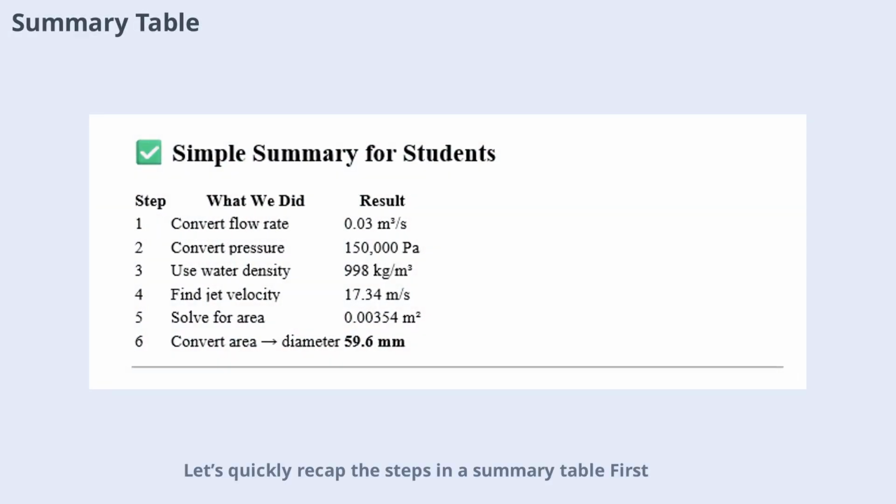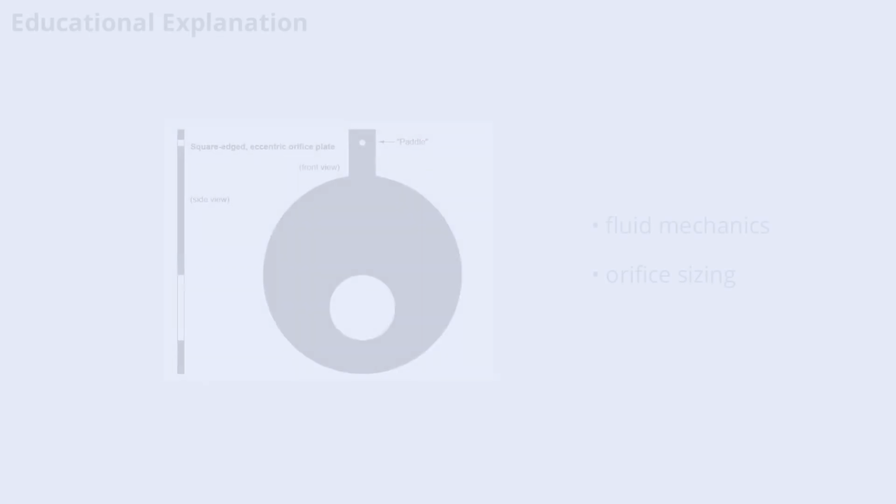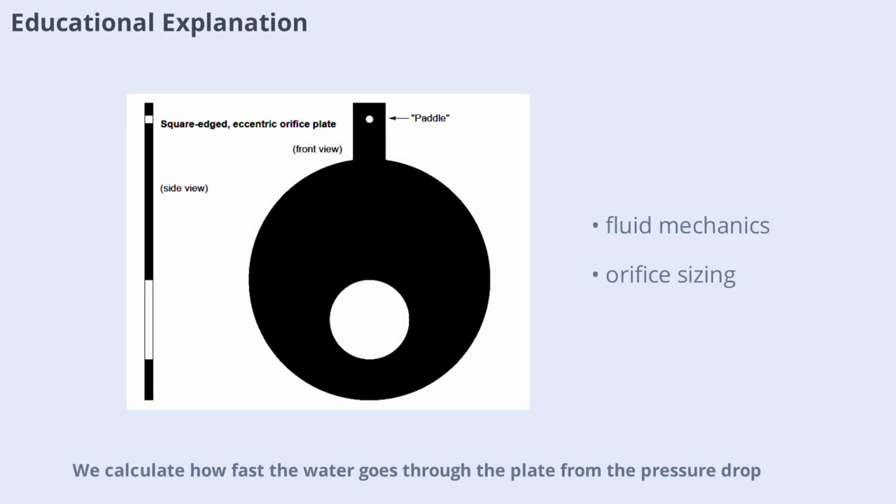Let's quickly recap the steps in a summary table. First, we converted the flow rate to 0.03 m3/s. Next, we converted the pressure drop to 150,000 pascals. We used the standard water density of 998 kg/m3, calculated the jet velocity as 17.34 m/s, found the required area as 0.00354 m2, and finally converted that area to a diameter of 59.6 mm. Each step built on the previous one, leading us logically to the answer. In one sentence, we calculate how fast the water goes through the plate from the pressure drop, then find how big the hole must be.